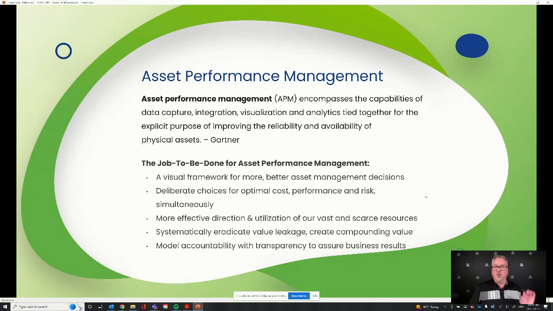We want to systematically eradicate that value leakage and create compounding value for our organization. As we solve problems in one area, we can take the benefits of that, give some of it to our stakeholders, but then take the other part and apply those savings to solve problems in other areas. And by doing so, you get the benefits for our stakeholders and the organization. And we want to create an accountability model with the requisite transparency to assure those business results. Right? We talk a lot about accountability, but you can't have true accountability without stark transparency.